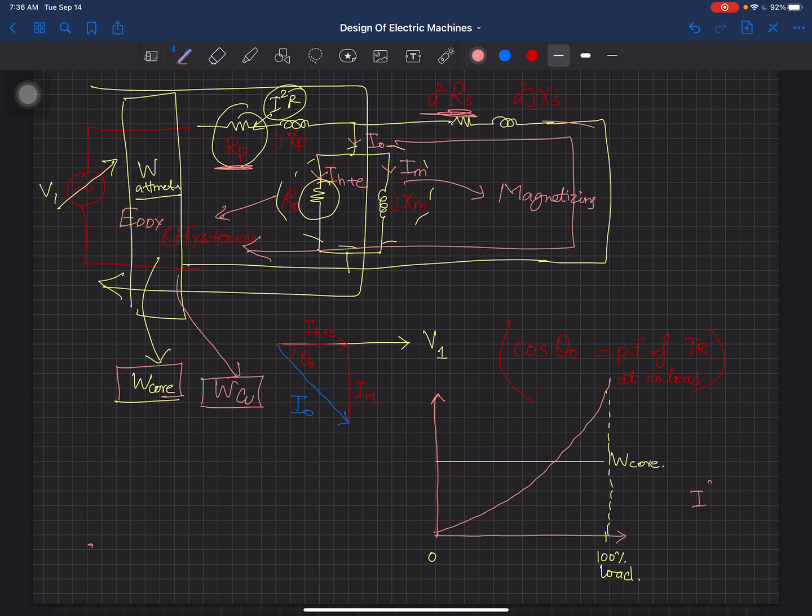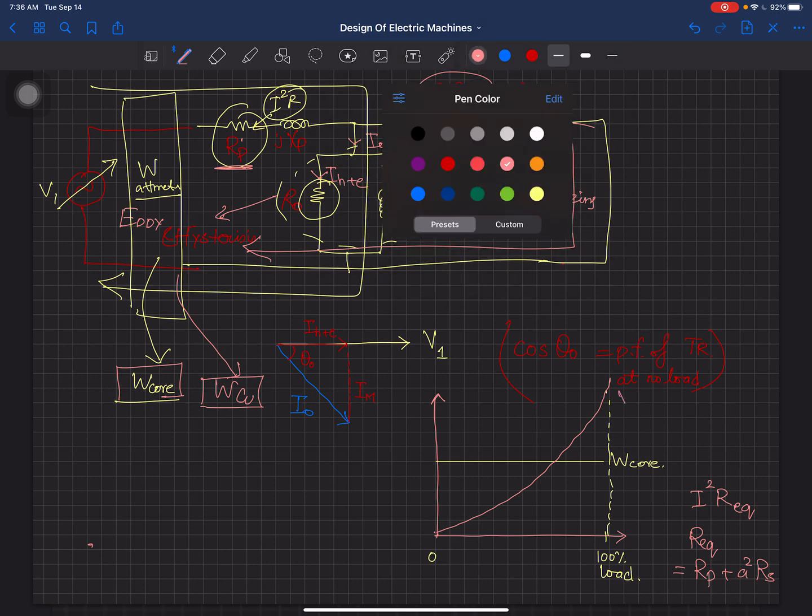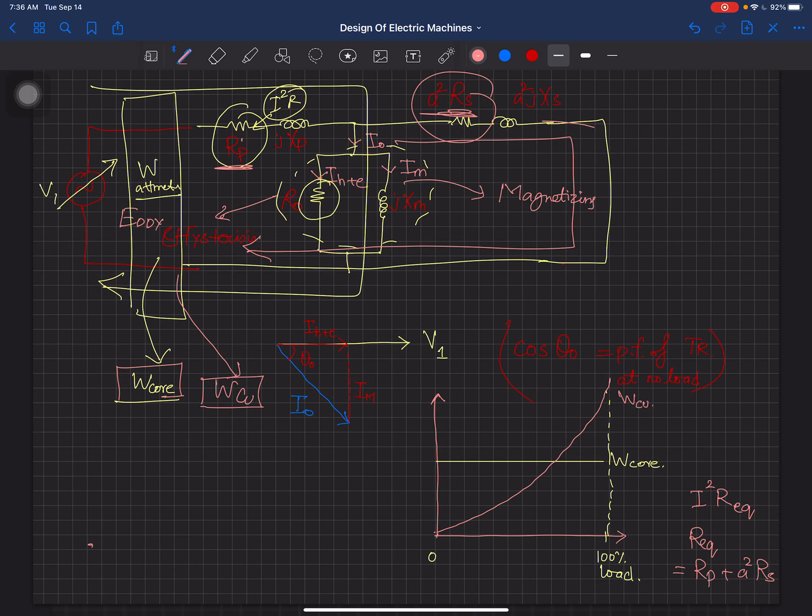Why are they increasing exponentially? Because this is I square R. This R is R equivalent, and R equivalent is equal to RP plus a square RS, just like this resistance plus this resistance. So they increase exponentially because of the current. When the current is increasing, you have this behavior.